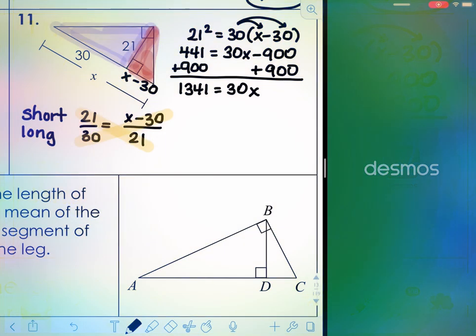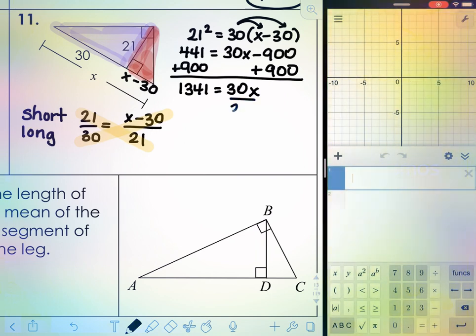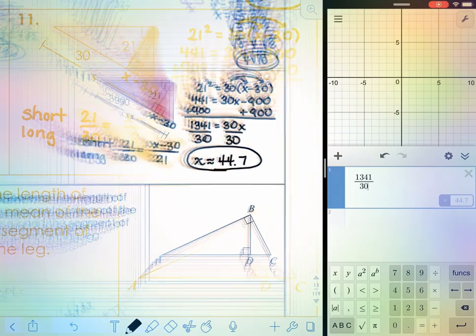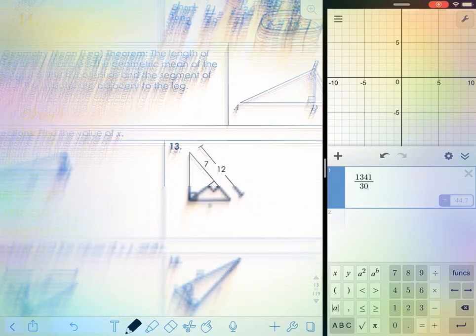Okay, so let's go ahead and divide both sides by 30. Okay, so 1341 divided by 30. That gives us x is around 44.7. And there we go. Okay, so we're still just finding corresponding parts and then setting up a proportion to solve. Okay, so let's take a look at some of the ones at the bottom.